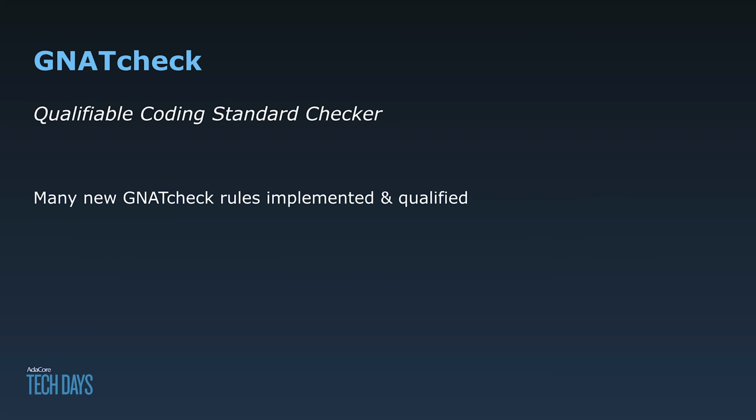GNATcheck, our qualifiable coding standard checker. That's our coding standard checker, which is used and has been qualified several times for avionics, DO-178B and C, and also for railway. And as requested by some of our customers, we've implemented many new rules in GNATcheck, so many new verification of coding standard rules, and we've also qualified them.